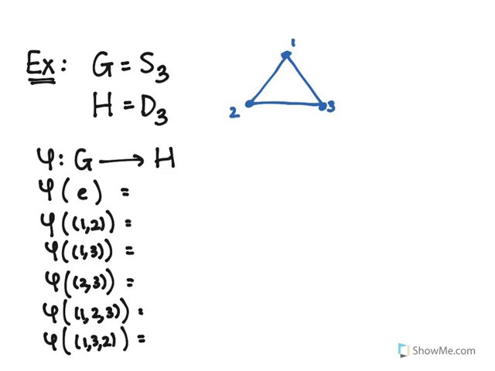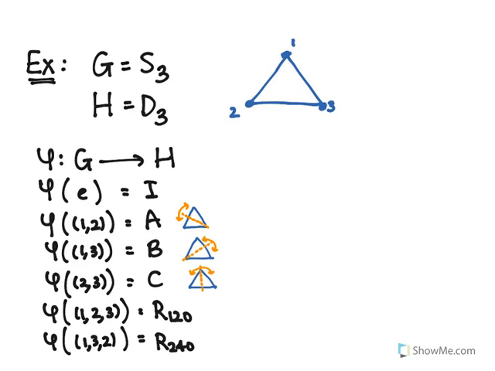So if I want to describe for you a function from G to H, I have to give you a rule that takes each of the elements of G, and those are the elements of S3, there's 6 of them, I've written them out in a row here, and I have to tell you a way to take each of them and assign to it an element of D3, meaning a symmetry of this equilateral triangle. And here's how I'll do that.